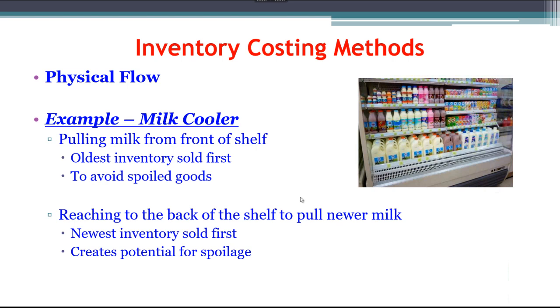If everybody did that, nobody would ever grab the new milk, the front milk, the oldest milk, and you'd have spoilage. So that's physical flow. We're grabbing the oldest units first, and the newer units stay in inventory.